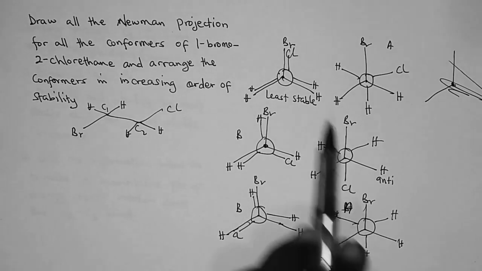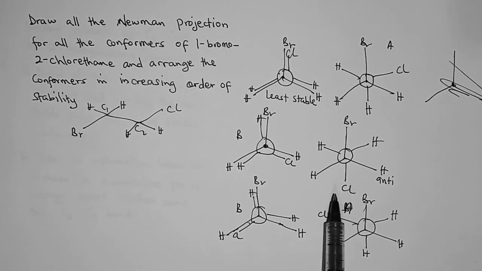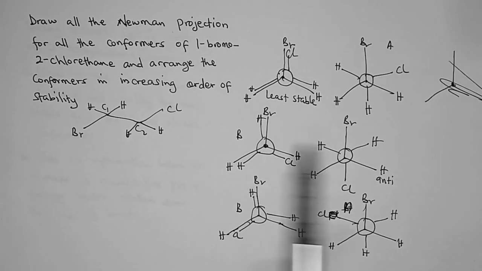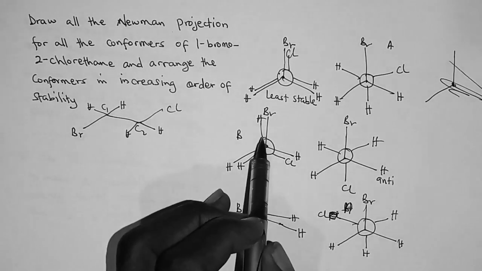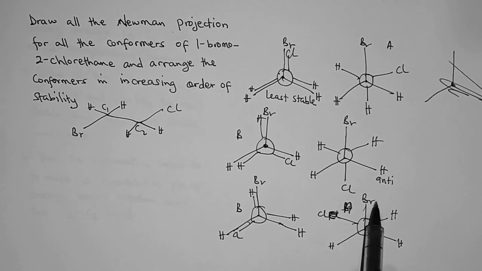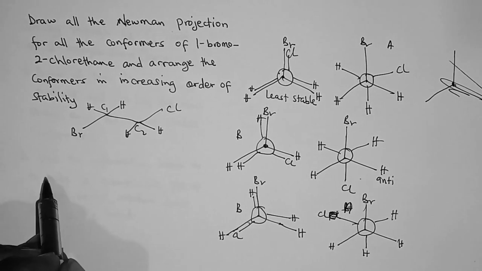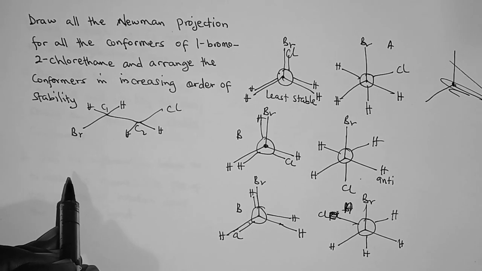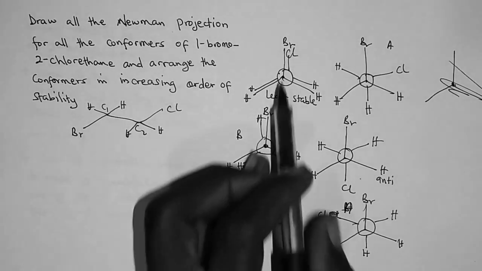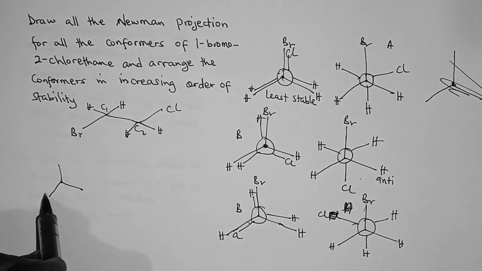So now, having identified these two, we've already established that staggered conformers are more stable than eclipse conformers. And therefore, concerning these two, this one is less stable than this conformer. And for that matter, this conformer will have a higher potential energy than this conformer. So let's arrange them in increasing order of stability. The most stable is the anti-conformer, and for that reason, that conformer will come last. The least stable conformer is this conformer, and therefore it will come first.